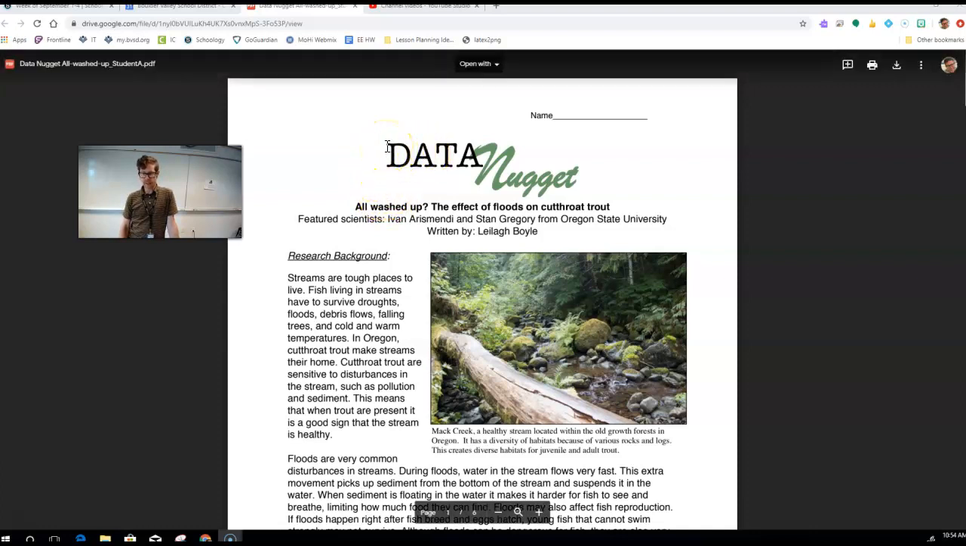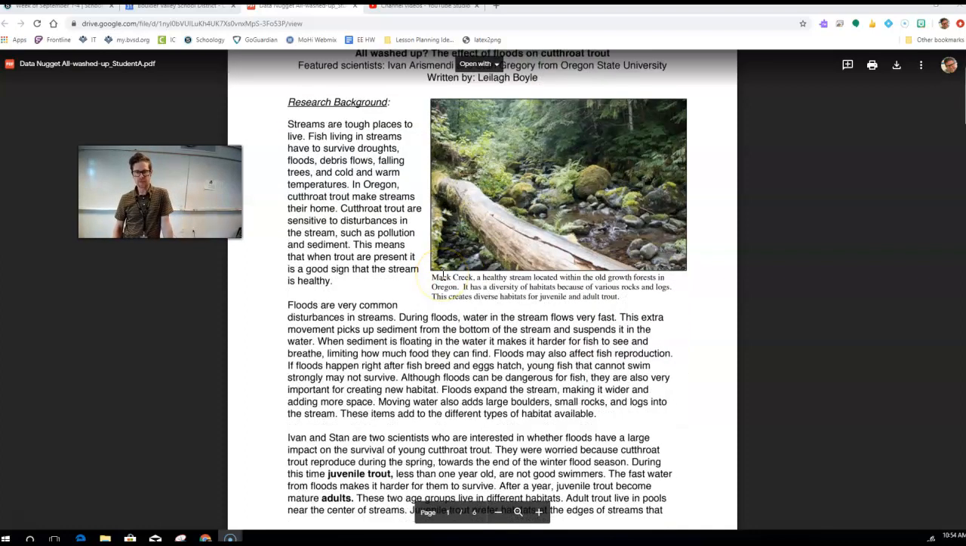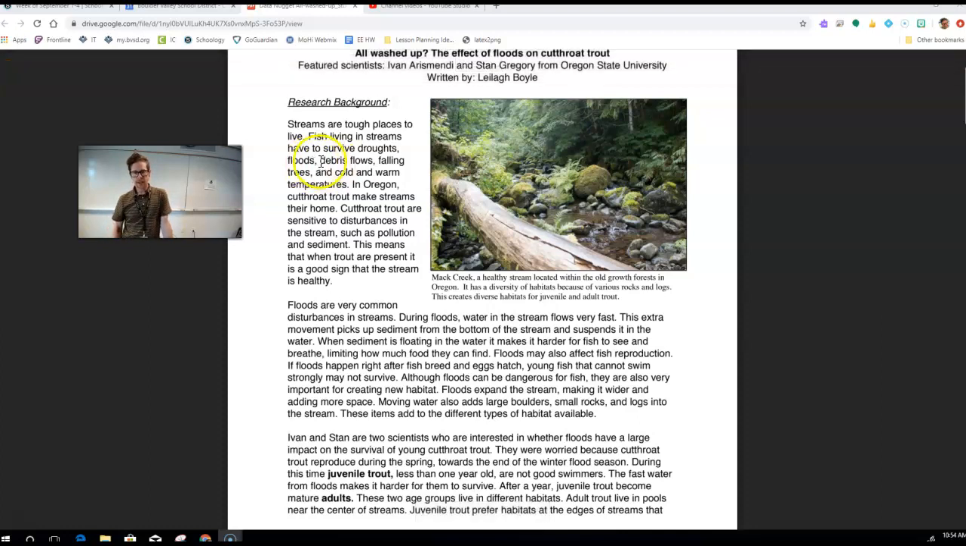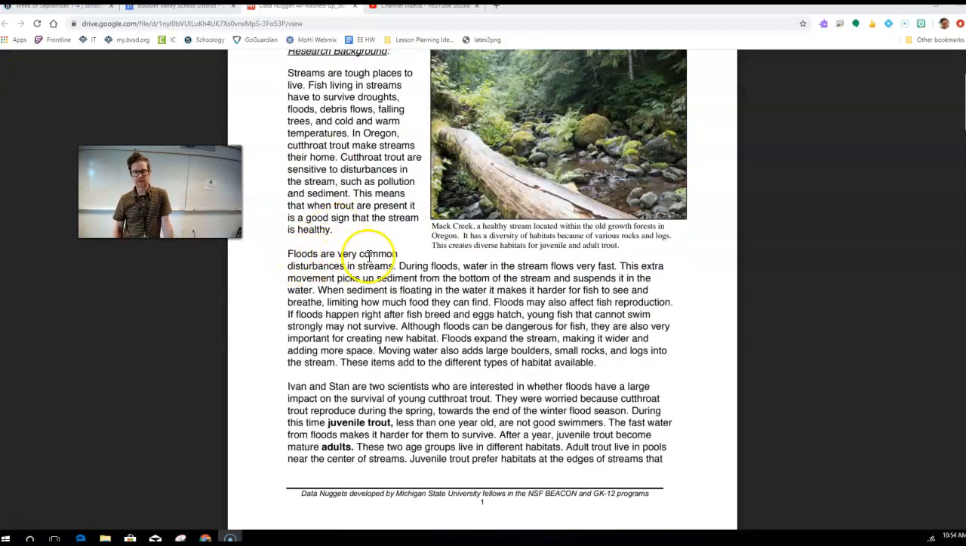What is a data nugget? A data nugget is a brief little story of an actual scientific research project that some scientists did, with the data presented for you to then interpret and see what we get out of it. So, data nuggets start with some research background. This one, which you're going to do, is all about trout and the effects of floods on trout.